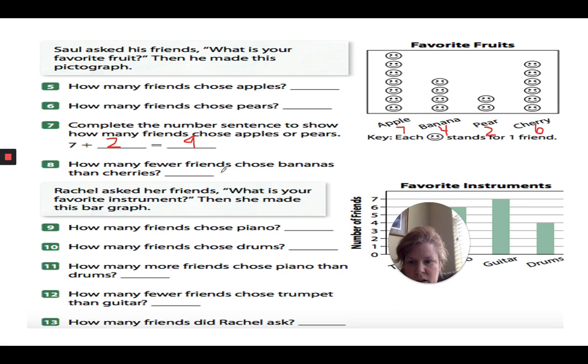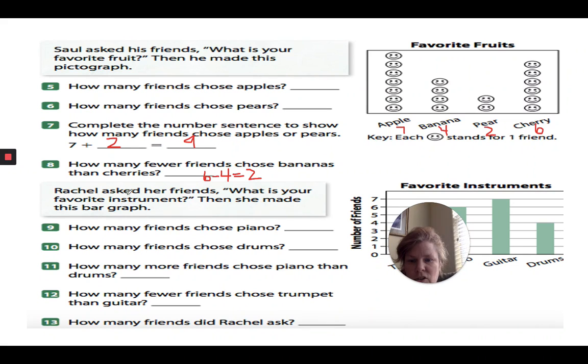How many fewer friends chose bananas than cherries? Look at bananas. You have 4. Look at cherries. You have 6. So you're going to subtract 6 take away 4. You have more cherries than bananas. You've got 6. You take away 4. 1, 2, 3, 4. You have 2 left. Remember how I told you if you work it backwards, you can add it. 2 plus 4 equals 6.